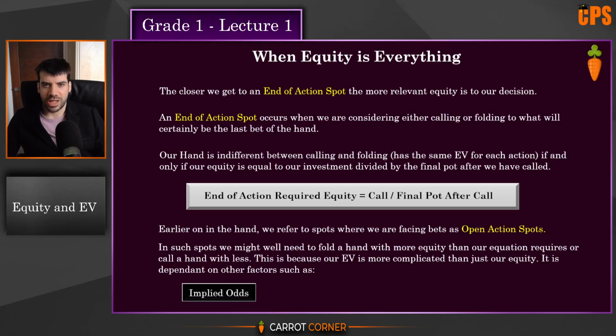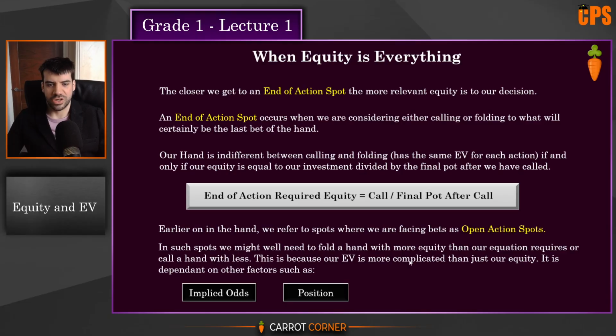So things that will differentiate EV from equity before we reach one of these end of action spots will be concepts like implied odds. A hand having the ability to harvest additional money from an opponent's stack is going to be something that greatly increases the EV of that hand above and beyond the pot share it has in equity.